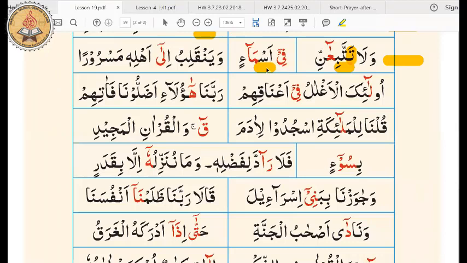Fi asma'in. So this fi is carrying a medium long stretch. So we are going to give it minimum 3 seconds or maximum 5. So it is fi asma'in. Fi asma'in. Asma'in.